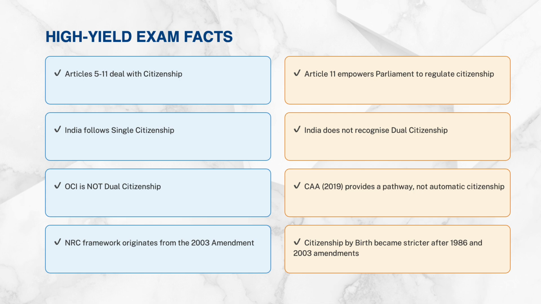And next, Article 11. Like I said, 5, 6, 7, 8, 9, 10, 11, but it is Article 11 that empowers the Parliament to regulate citizenship. And using the power vested in the hands of the Parliament by the Indian Constitution, the Indian Parliament used Article 11 to create the Citizenship Act 1955 and all the other amendments that came after it. Okay, 1986, 92, 2003, 2005, 15, 2019. Okay, and the Citizenship Amendment Act 2019 provides a pathway, not automatic citizenship.